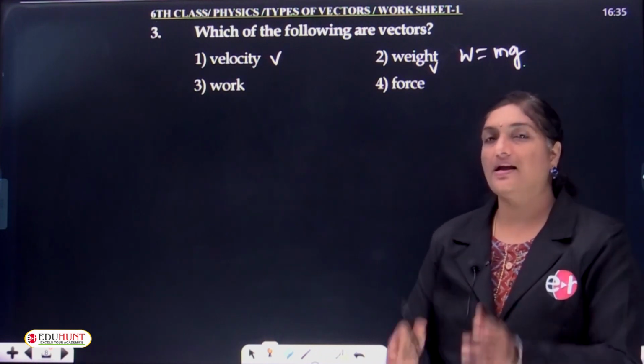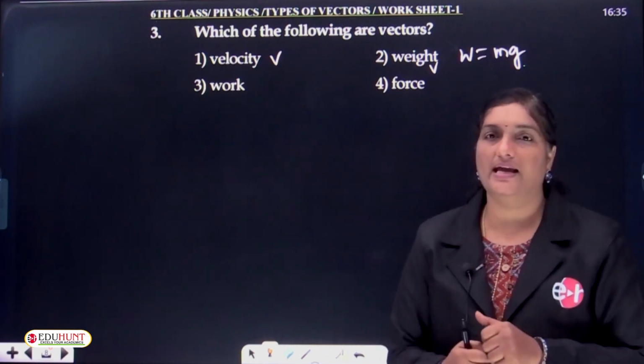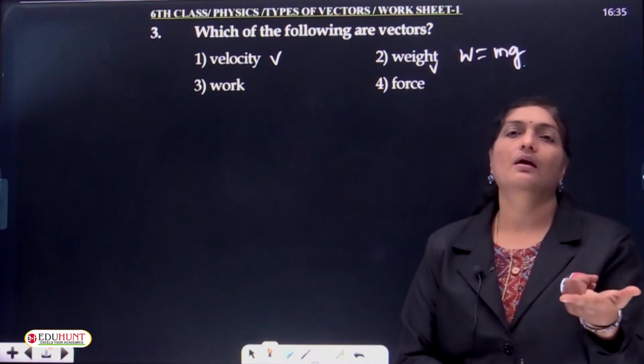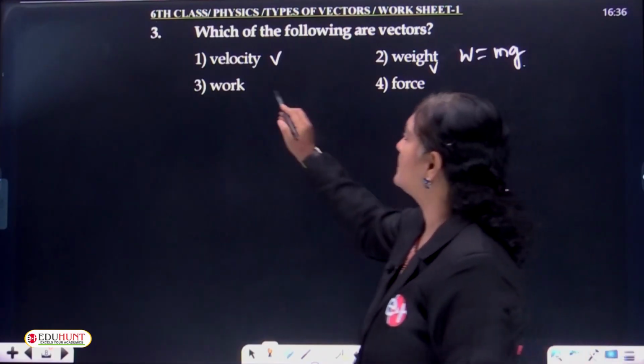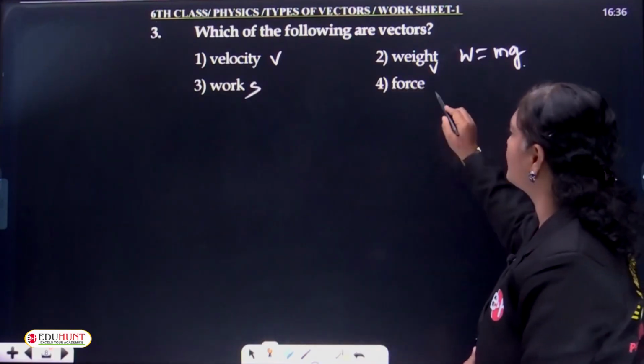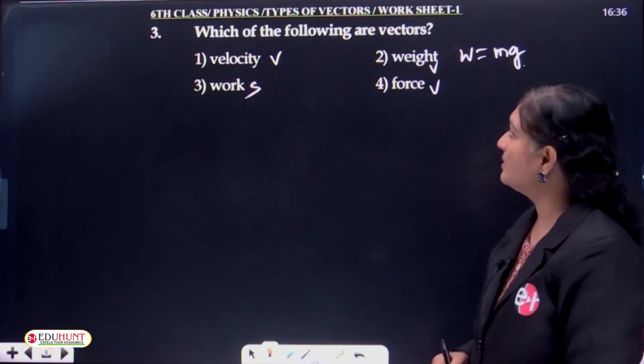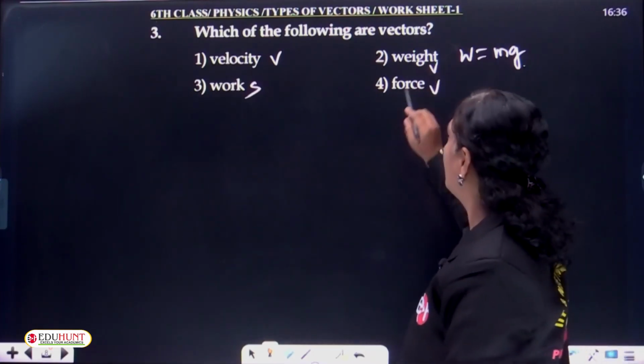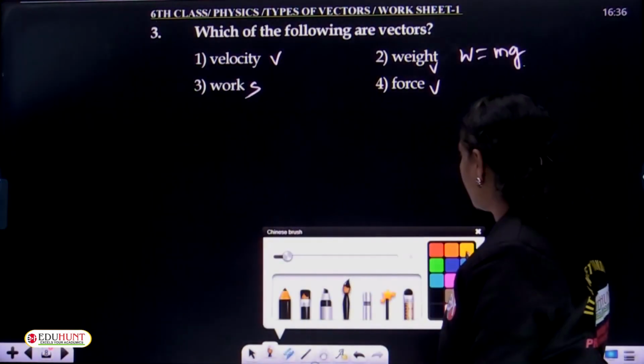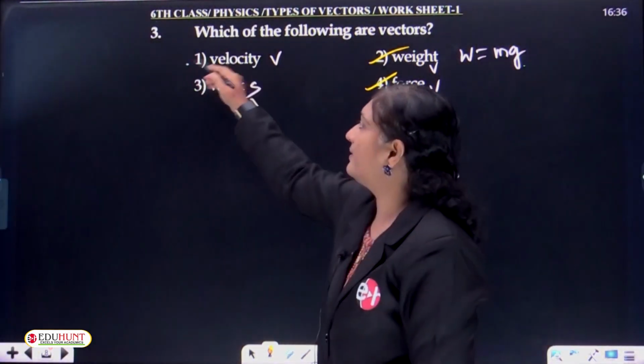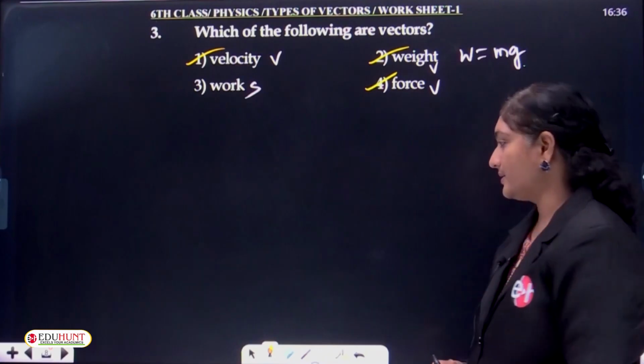It has no direction. We say how much work is done, but in which direction the work is done, no one will discuss. So work is a scalar quantity, whereas force is a vector quantity. We were asked to find the vectors among them. So which among them are the vector quantities, children? 4, 2 and 1 come under the vector quantities.